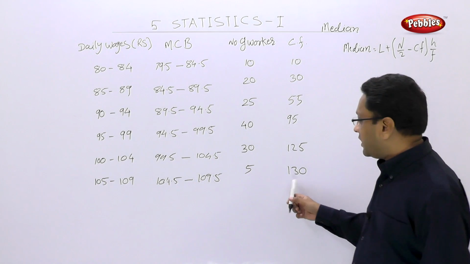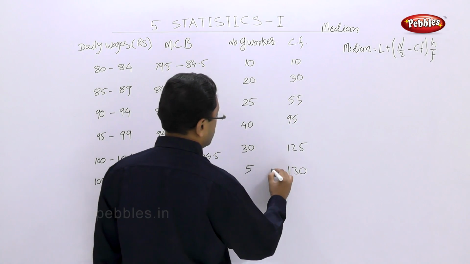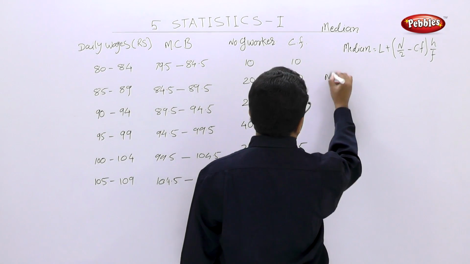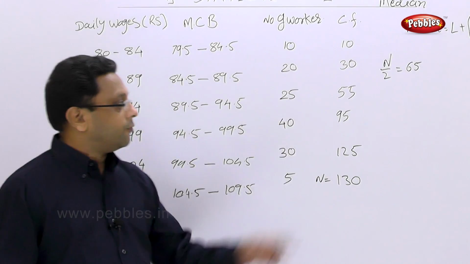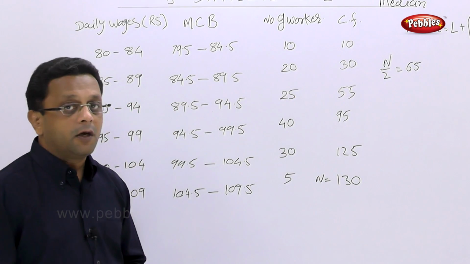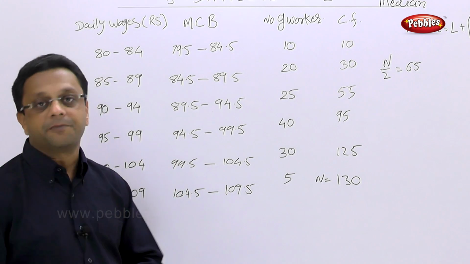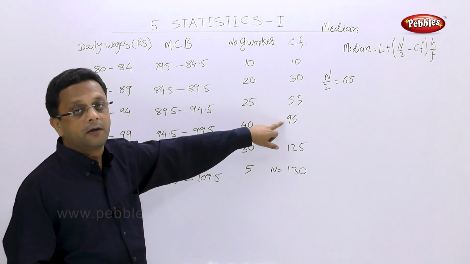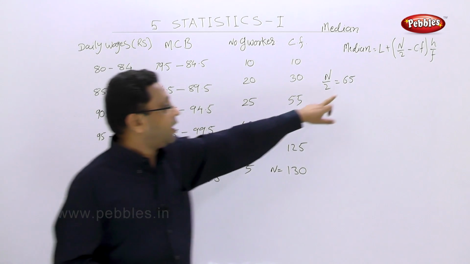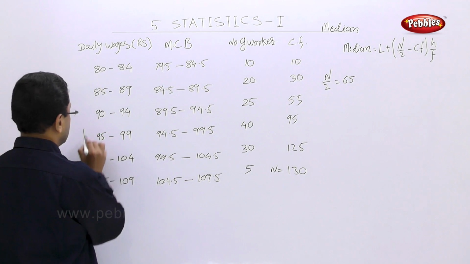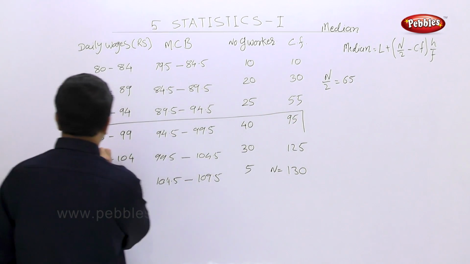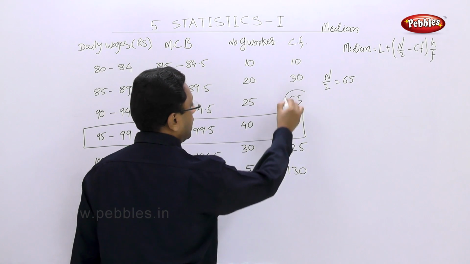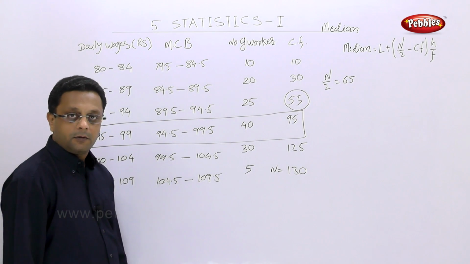Now in this case, my last figure is 130. So my n is equal to 130. If n is equal to 130, n by 2 is 65. When n by 2 is 65, now I have to find out which class is your median class. I have to take the figure above this, which is 95 here. The first figure in the cumulative frequency line that comes after 65 is 95. So this is my median class, right? And cumulative frequency I have to take just preceding this value.